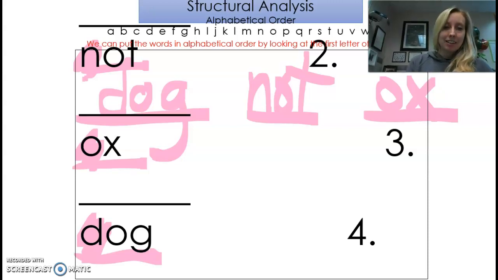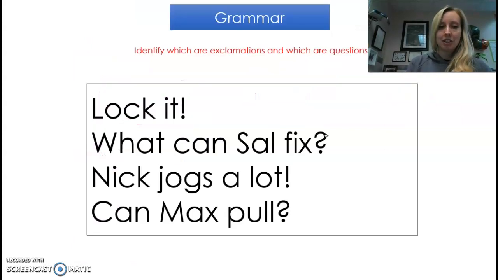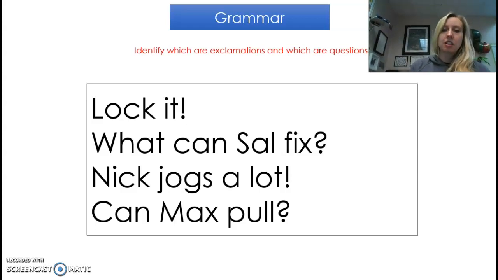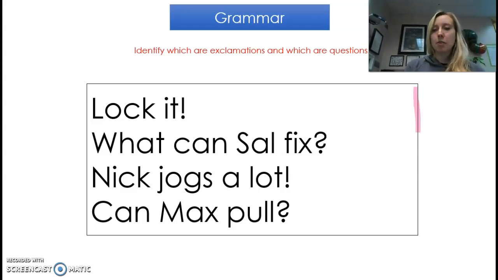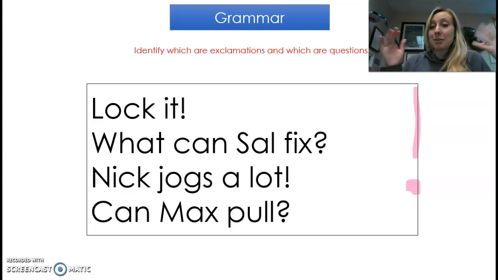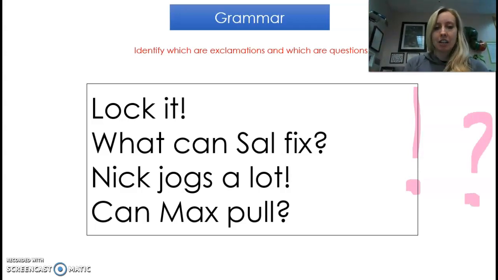Okay, so nice job putting those in order. Now we are looking for which are exclamation marks and which are question marks. So remember, an exclamation mark means we're excited, and a question means we don't know. Okay, let's read it. Lock it. Oh, it has an exclamation. Now let's read it. Lock it. Okay, this has a question.